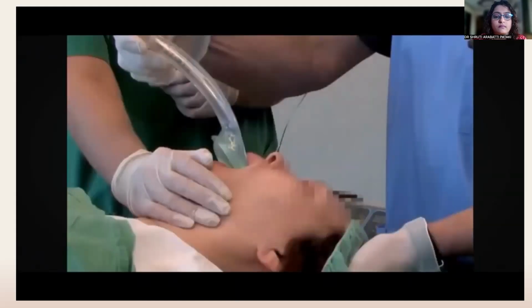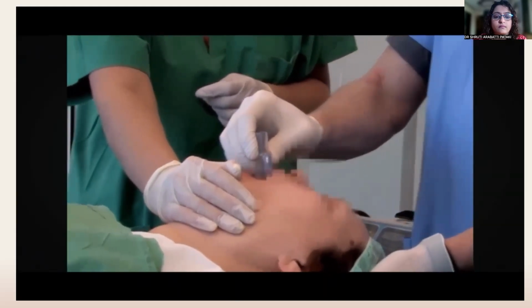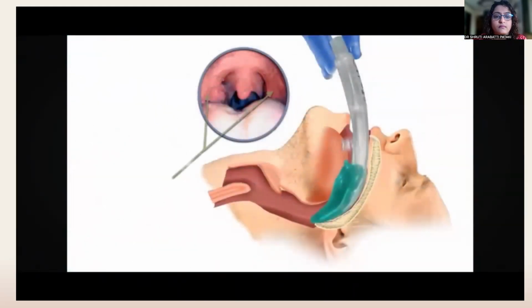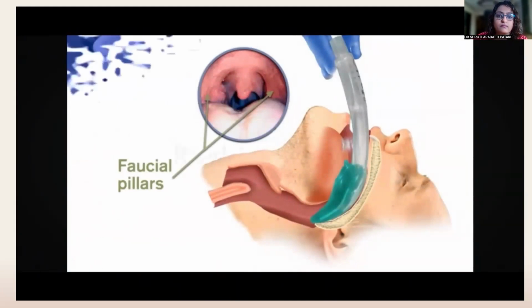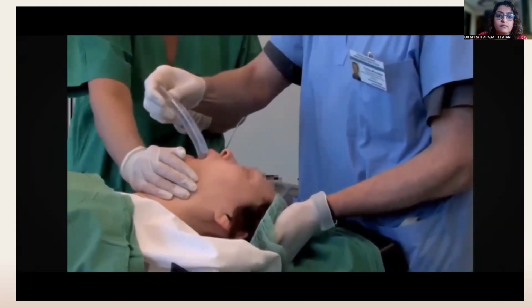When inserting the i-gel, it should be remembered that partial resistance and then a feeling of give way may sometimes be felt before the endpoint resistance is met. This is due to the passage of the bowl of the i-gel through the faucial pillars. This is quite normal and consistent with correct insertion, but in such cases, insertion needs to continue until definitive resistance is felt. Let's look at some i-gel insertions in real patients.